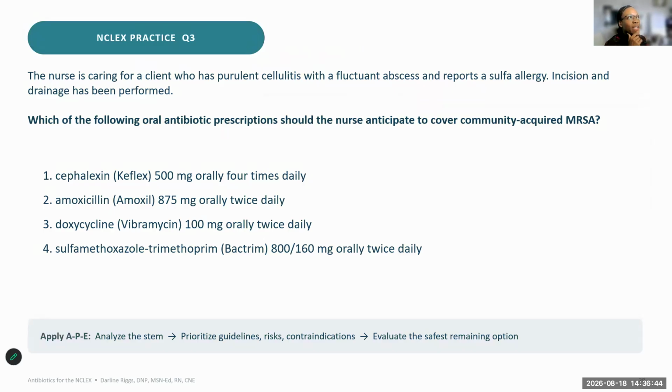So let's see. The nurse is caring for a client who has a purulent cellulitis with a fluctuant abscess and reports a sulfa allergy. Incision and drainage has been performed. Which of the following oral antibiotic prescriptions should the nurse anticipate to cover community-acquired methicillin-resistant Staphylococcus aureus? Great question. All right, so we already know it's MRSA, but even if they didn't tell you it's MRSA, purulent cellulitis is MRSA.